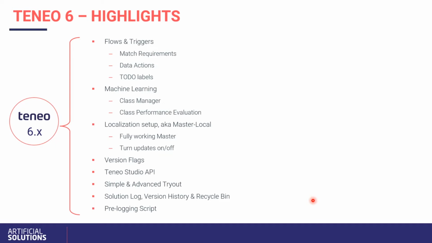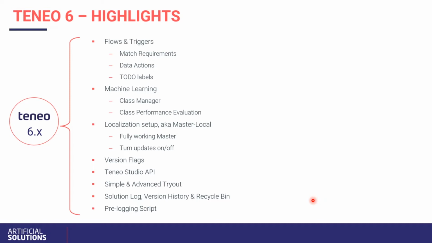We'll talk about a major update that has happened to what is called the localization setup, which you may know as the master local structure. It's had a slight name change also, but apart from that, of course, the interesting thing is all the new features that have been implemented there. So we'll talk about what those are and what that means in terms of how you can work with the master local setup. There's also a new feature called version flags. We'll see what that is and what that allows you to do in terms of working with different versions of the content inside your solution.